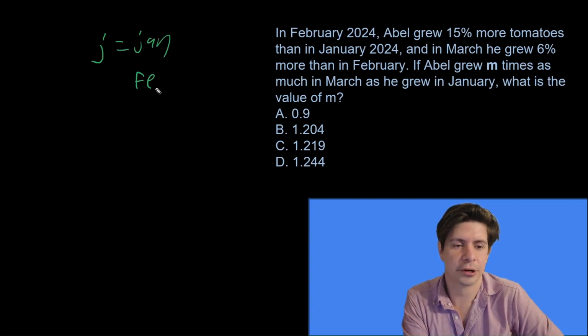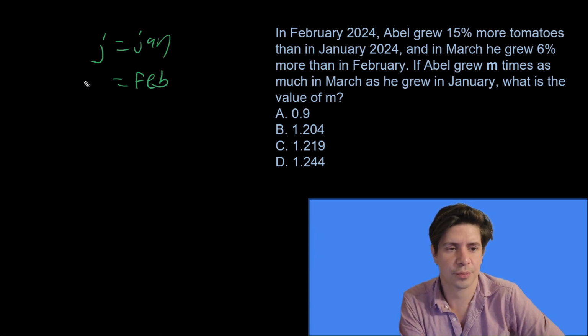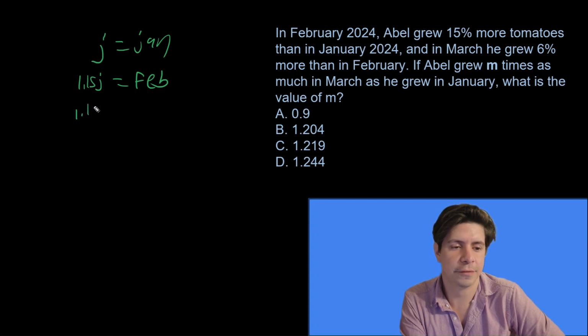So then February will be, this is a nice proportion, percentage ones, 1.15 J. And in March, he grew 6% more than in February. So it's going to be 1.15 times 1.06 J equals March.